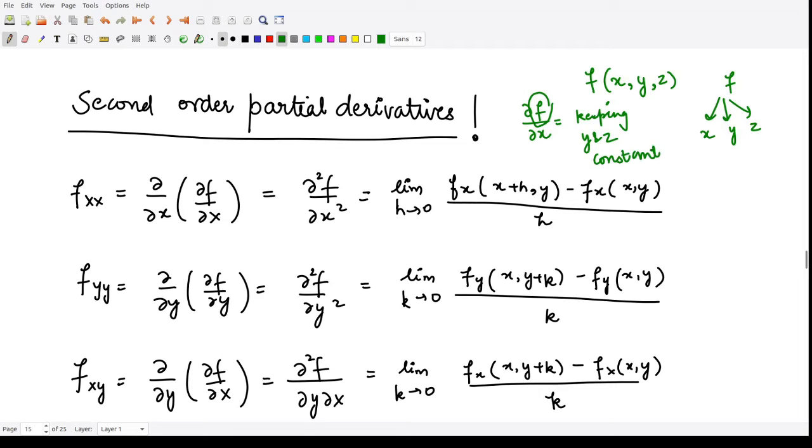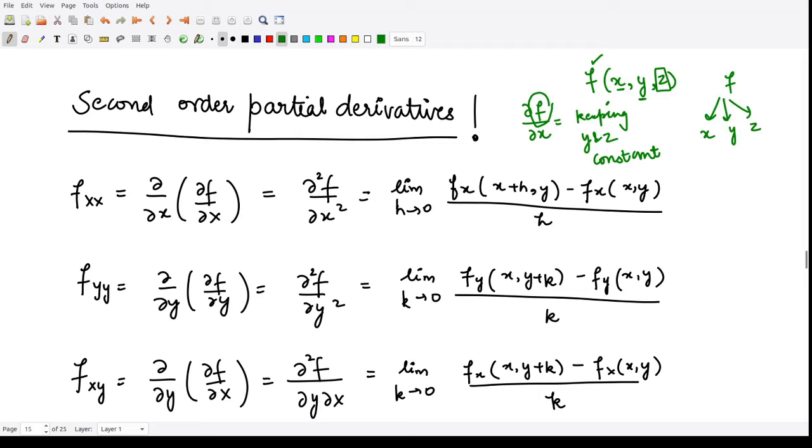And similarly, when you calculate the partial derivative with respect to y of the function f, you will keep x and z as constants, and in the next case when you calculate the partial derivative of f with respect to z, you will keep both x and y as constants. So this is what we have already done.